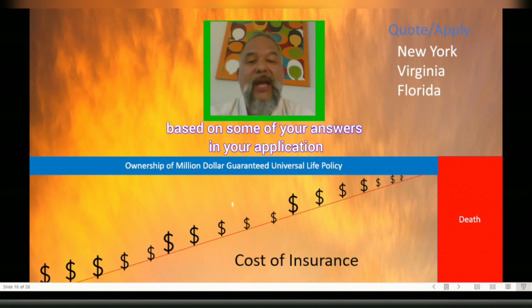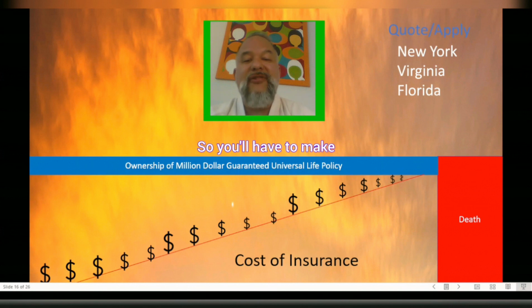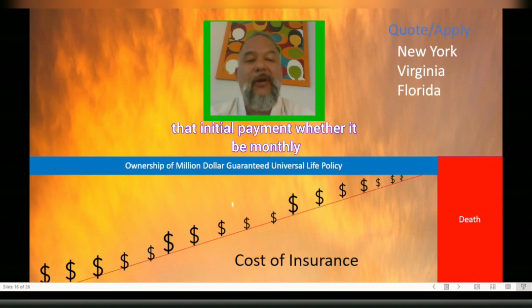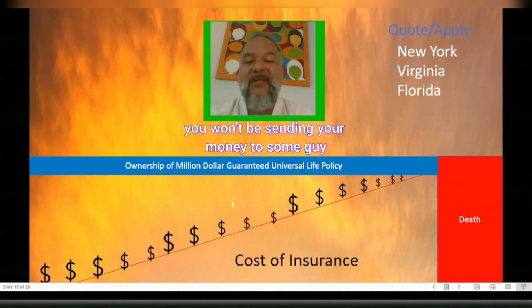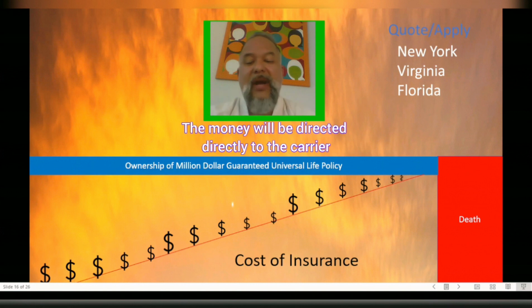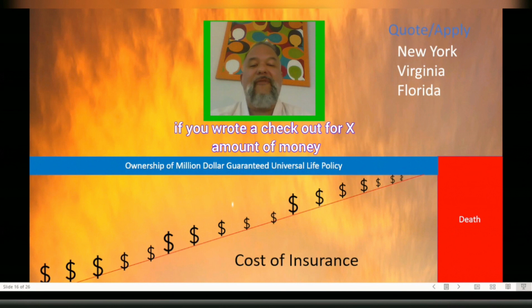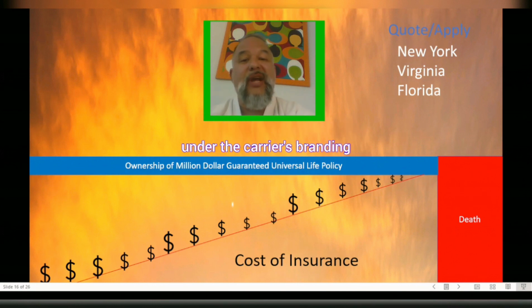and perform any other tests that the insurance company might require of you based on some of your answers in your application, at a location and time of your choice. Keep in mind that this blood test and any other tests that are required will be covered under your first year's premium. So you'll have to make that initial payment, whether it be monthly or annually, before the medical professional will come out to see you. And don't worry, you won't be sending your money to some guy that you just saw on YouTube or on some video like me. The money will be directed directly to the carrier. So, for example, if you wrote a check for X amount of money, it will show up in your statement as such under the carrier's branding.